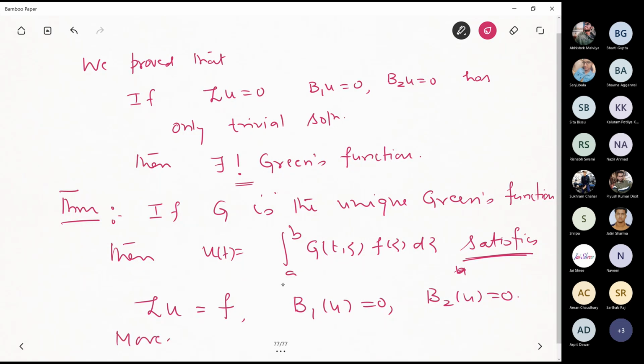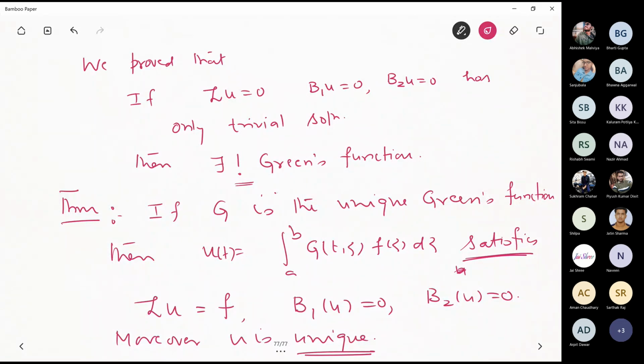Moreover, u is unique. So uniqueness is not difficult to show. If there are u1 and u2, two functions, then you take u1 minus u2, and u1 minus u2 gives Lu equals 0, and we are assuming that Lu equals 0 with b1 u and b2 u equal to 0 has only the trivial solution. Therefore u1 minus u2 is 0. Therefore u1 is identically equal to u2.